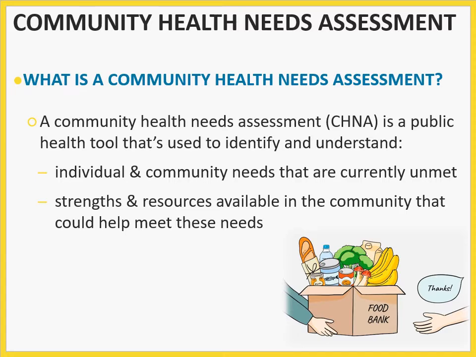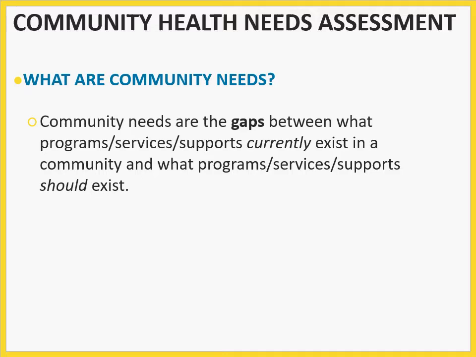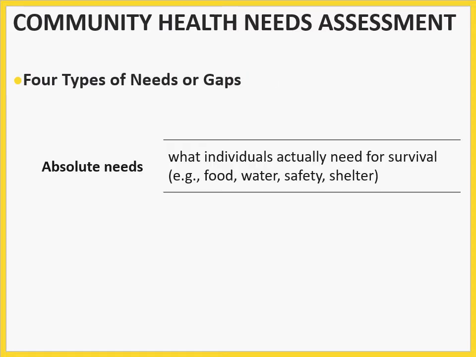So, with that in mind, we might now ask, what are community needs? Community needs are the gaps between what programs, services, supports currently exist in a community and what programs, services, supports should exist in the community. We can think about 4 different types of needs or gaps in a community. First are absolute needs. These are things that individuals actually need for survival. Food, water, safety, shelter.